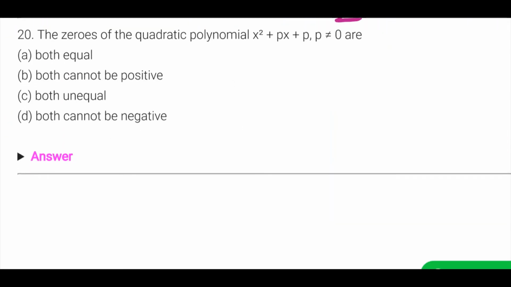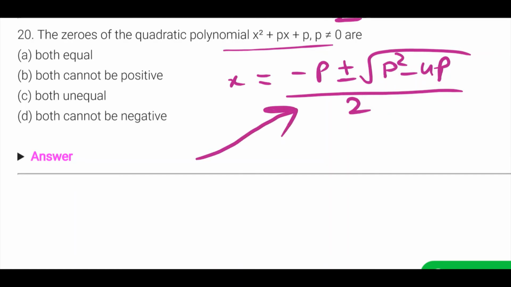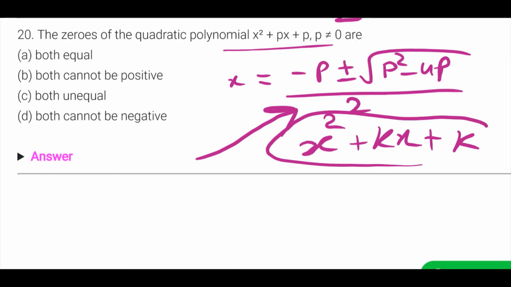The zeros of the quadratic polynomial are. So x equals, apply the quadratic formula again, minus b plus or minus root of p square minus 4p, by 2. This is the same question which appeared with the constant k, x square plus kx plus k. We did this problem already. You can just check that. So both the roots cannot be negative.